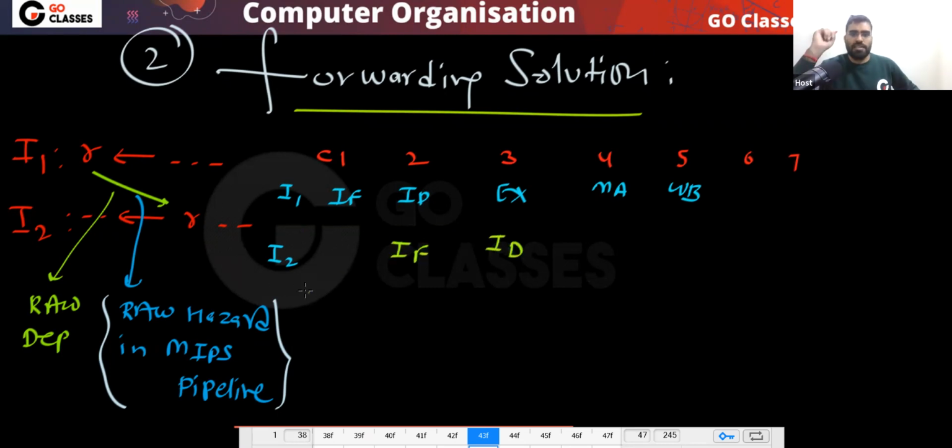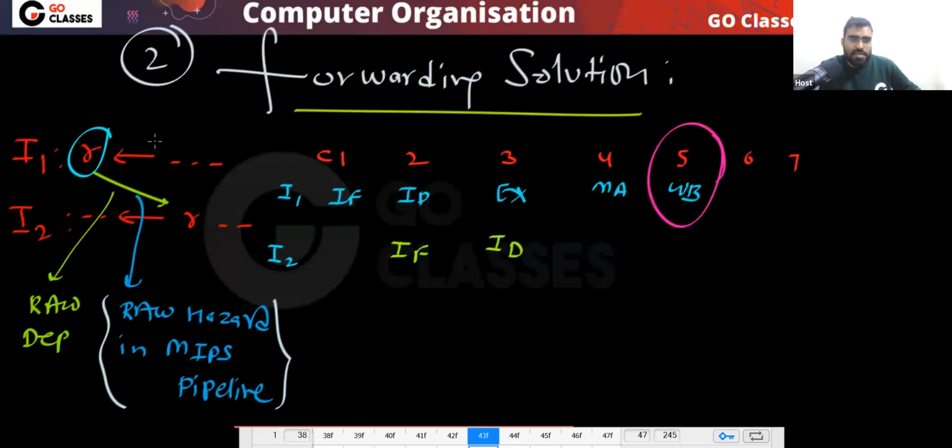See something beautiful. Tell me, in which cycle will the correct value be available in the register R? At the end of cycle 5, yes or no? At the end of cycle 5, because here you will write into R. This is the write back stage. In this stage, your R will be updated.